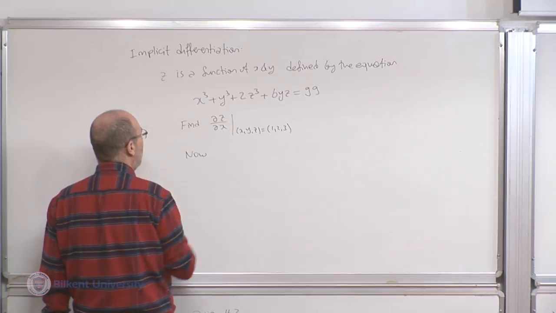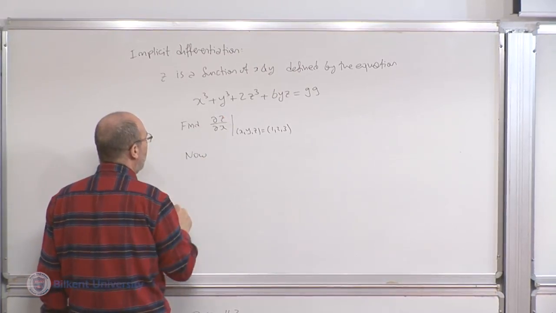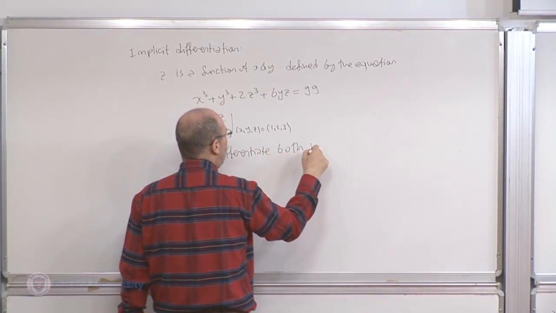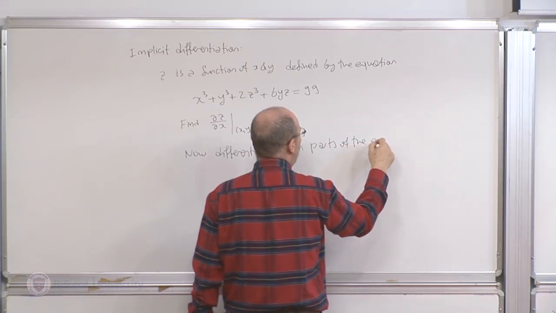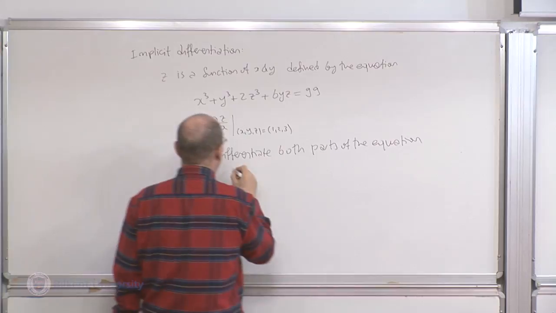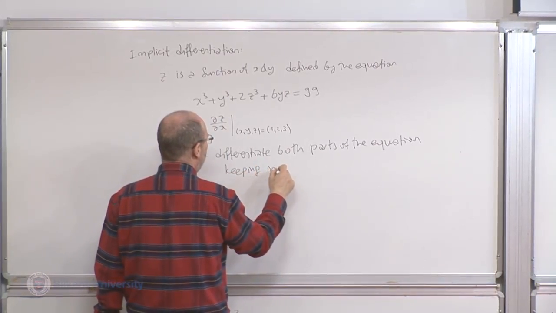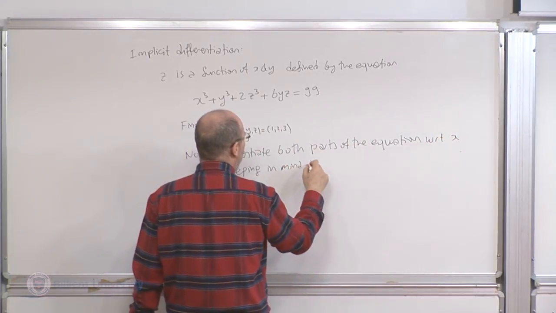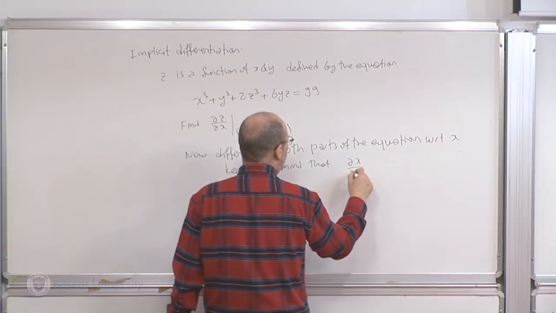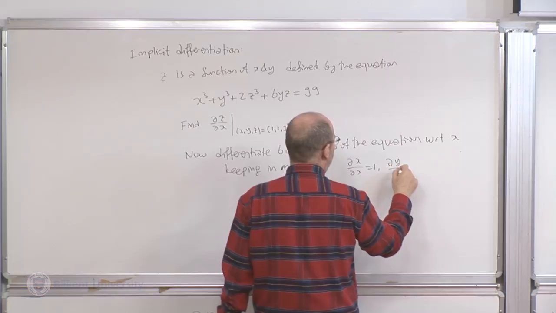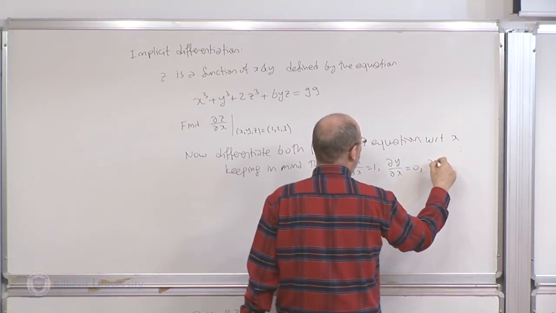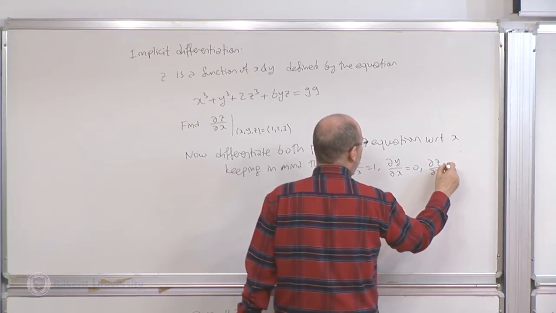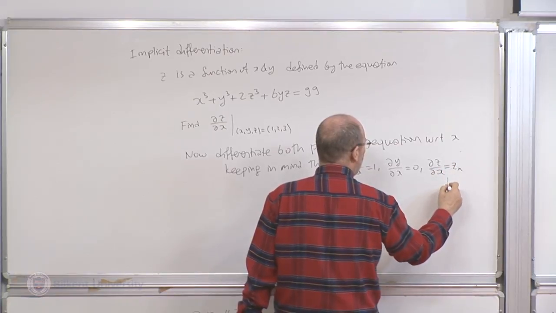Now, this is the usual implicit differentiation that we do with 2 variables. Now, differentiate both parts of the equation with respect to x, keeping in mind that the derivative of x with respect to x is 1, the derivative of y with respect to x is 0, and the derivative of z with respect to x is your unknown. Okay, so this is your function. Let's call it zx. Okay, so we want to find this.